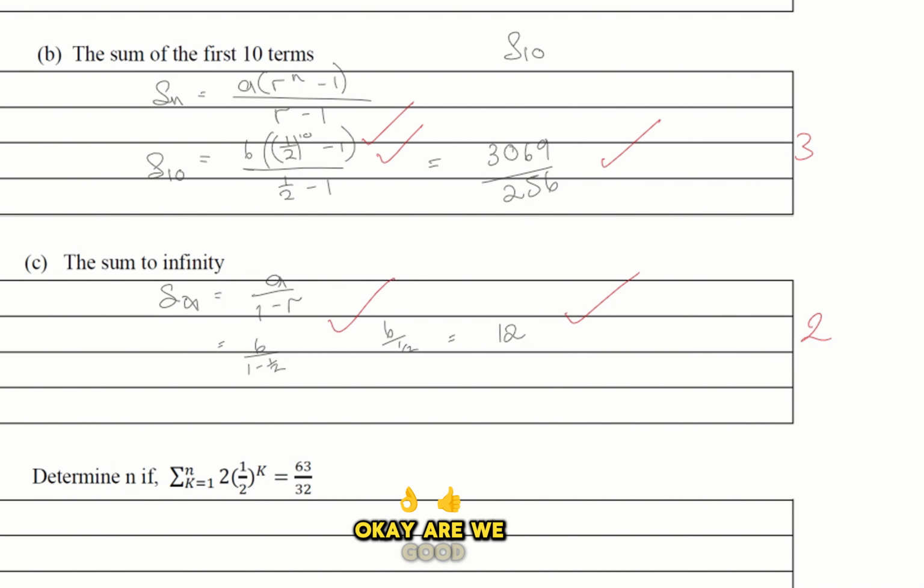Are we good? Okay. Determine n. Careful now. You need to understand this question. This is actually a tricky question. When I was working out the memo, it almost caught me there. Determine n if... What is that symbol again? Sigma. Okay, sigma. They don't say where it ends, but they say it starts at 1.